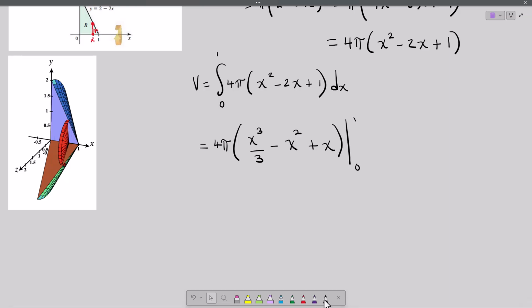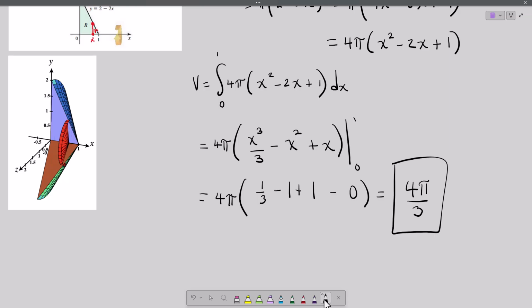And then we evaluate our antiderivative by using the upper minus lower process. So if we plug in the upper limit of integration, we have 1 going into there gives 1/3 minus 1 plus 1. So that's the antiderivative evaluated at the upper limit of integration. And then we subtract off the antiderivative evaluated at the lower limit of integration, subtracting off 0. So we end up with 4 pi divided by 3 cubic units.